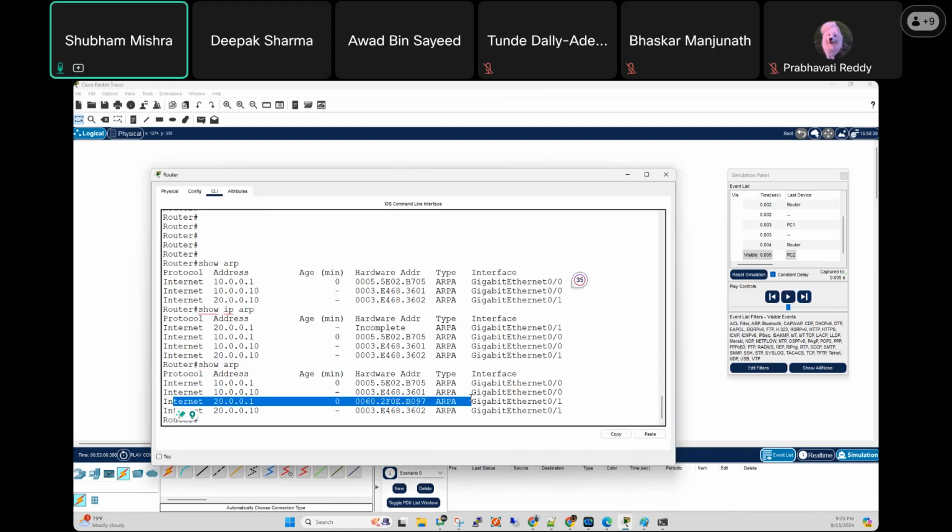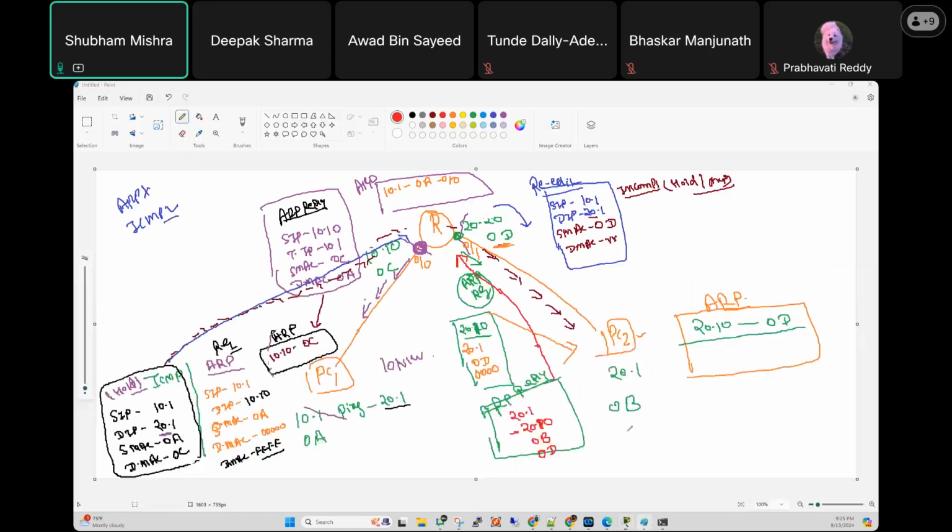Now the router learns this address in which table? The ARP table. So when this packet reaches the router, it opens the packet and finds the source IP address. The router will find the source IP address is 20.1 and make the entry in the ARP table. For 20.1, what is the MAC address? Then the router will get 0B. Then the router makes the entry in which table? The ARP table. And on which interface? The router is getting it on 0/1.